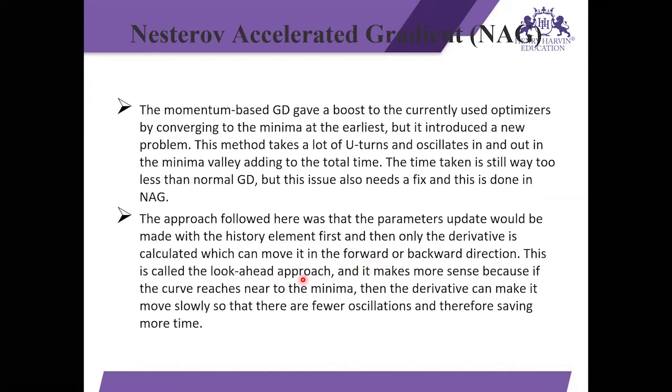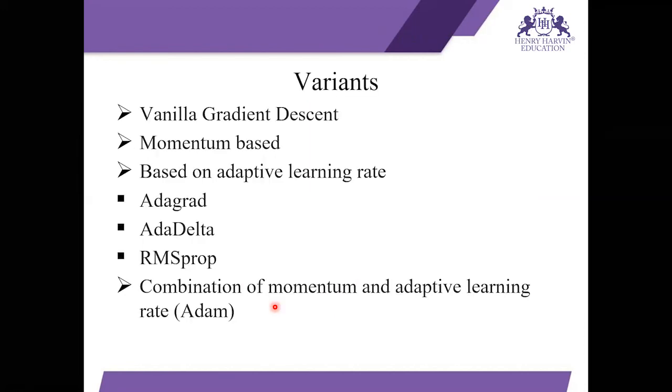This is called a look ahead approach, and it makes more sense because if the curve reaches near the minima, then the derivative can make it move slowly so that there are fewer oscillations and therefore we can save more time. There are several other variants like vanilla gradient descent and momentum based. Now, when we talk about adaptive learning rate, it could be AdaGrad, AdaDelta, or RMSProp. And there is another one, a combination of momentum and adaptive learning rate.